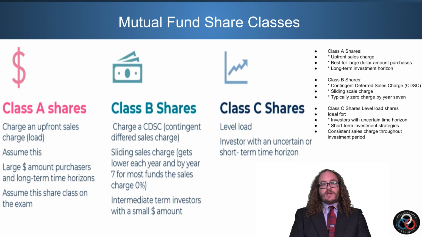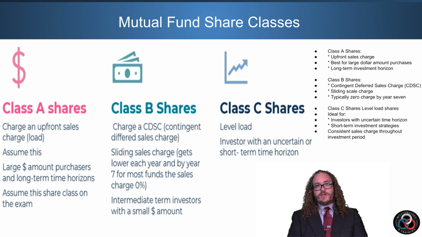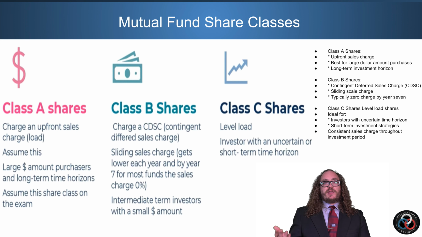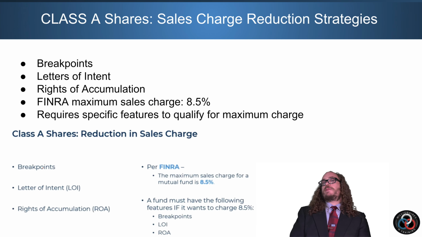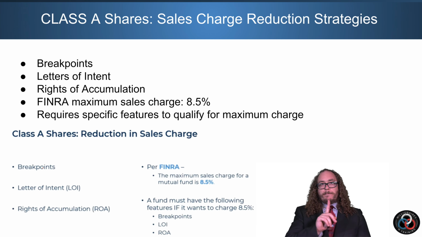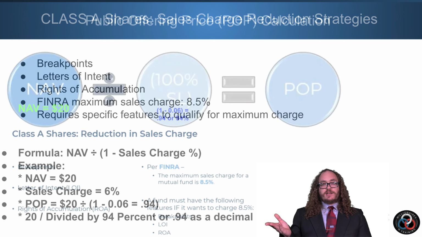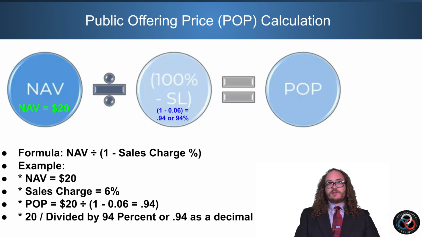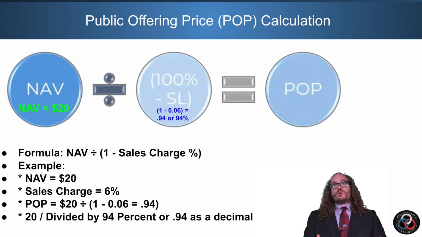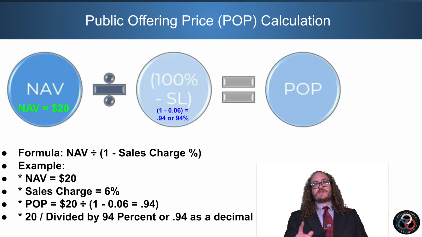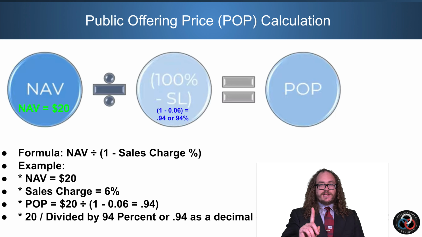So let's look at another calculation, another formula that we need to know for the Series 6 exam, the public offering price, or POP. In order to find the public offering price, because remember, the sales charge percentage is always expressed as a percentage of the offering price, we take the net asset value and divide it by 100% minus the sales charge percentage to get the public offering price. So if we have an NAV of $20, and let's say that the sales charge is 6%, right?